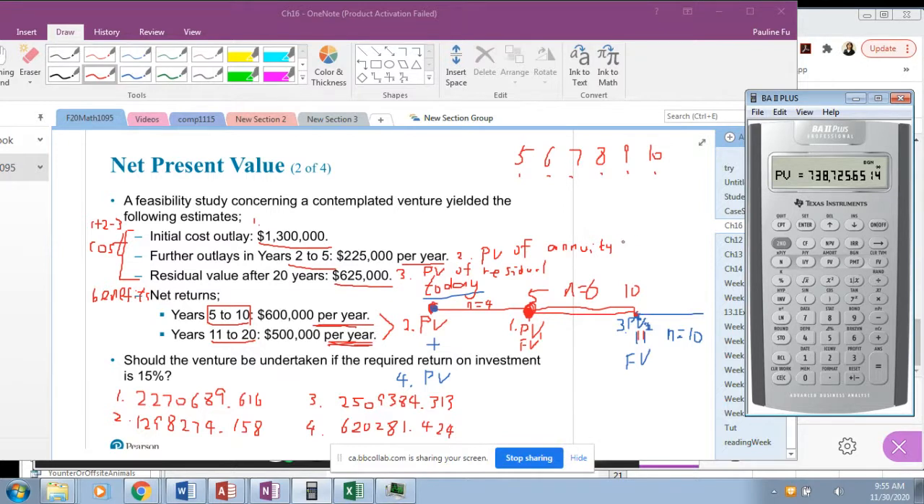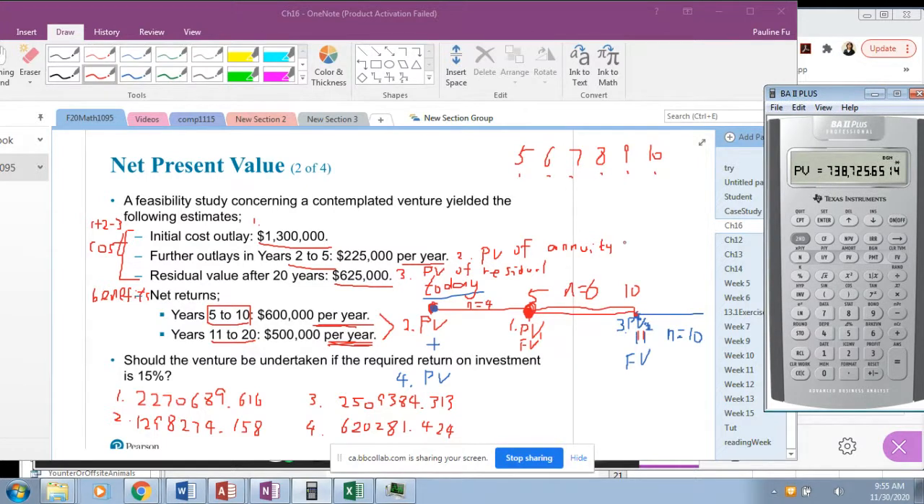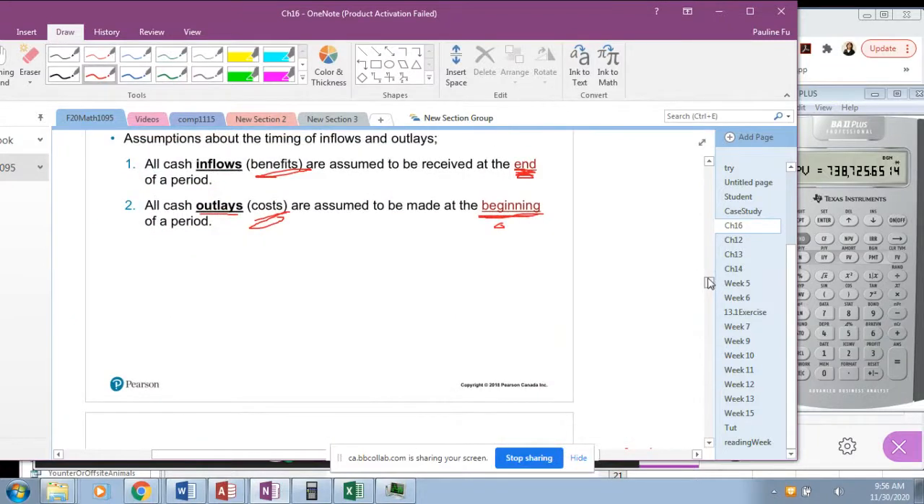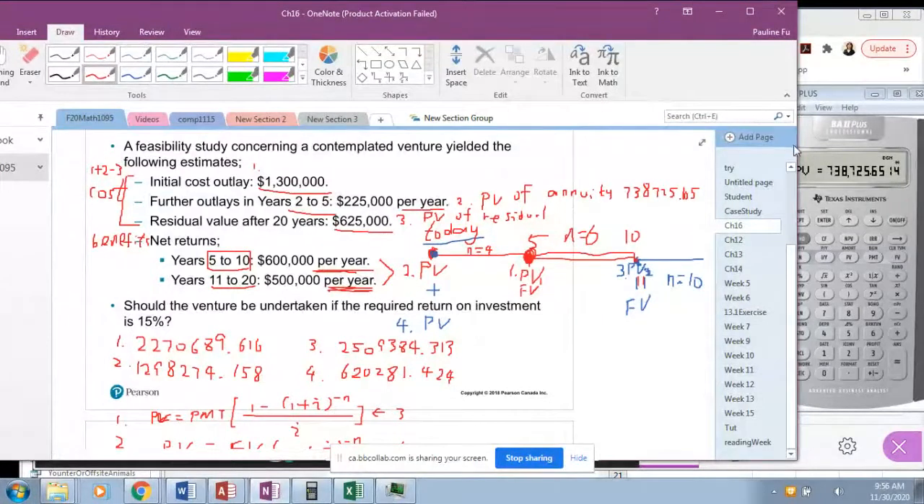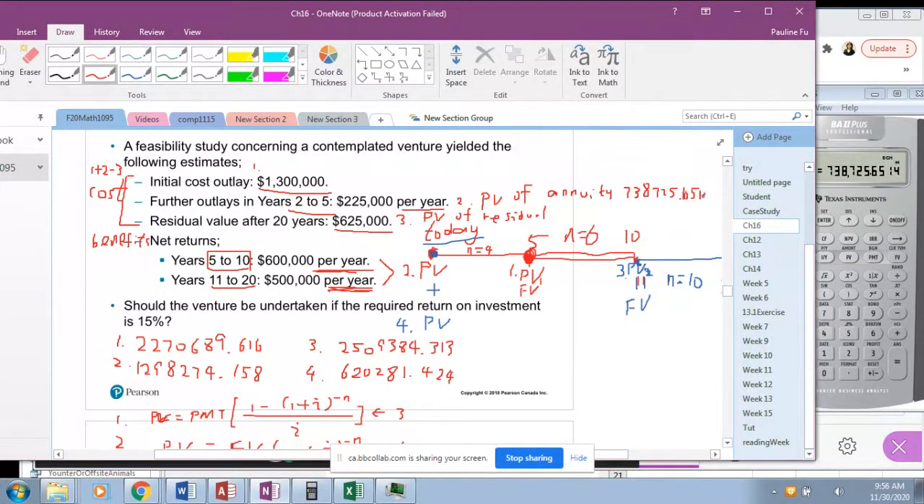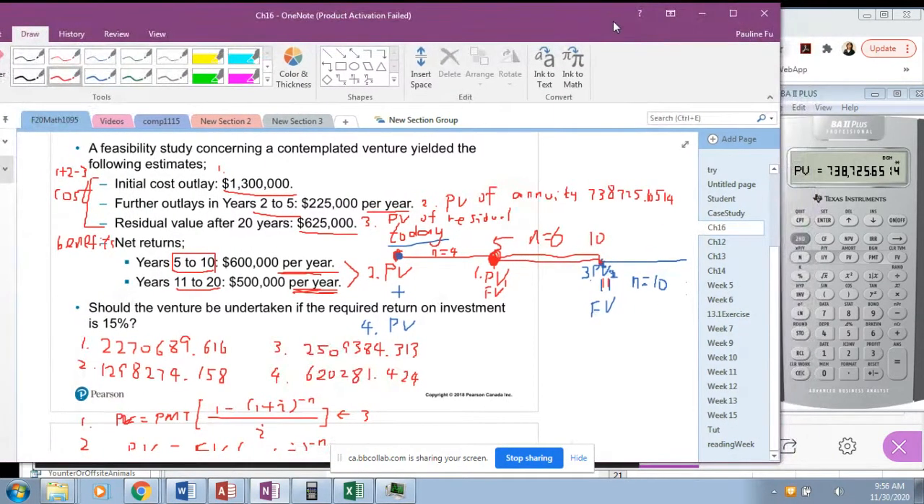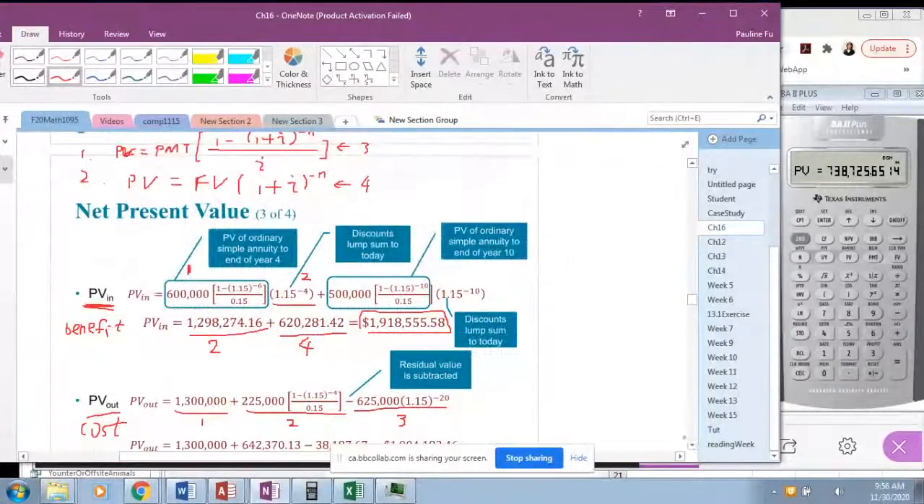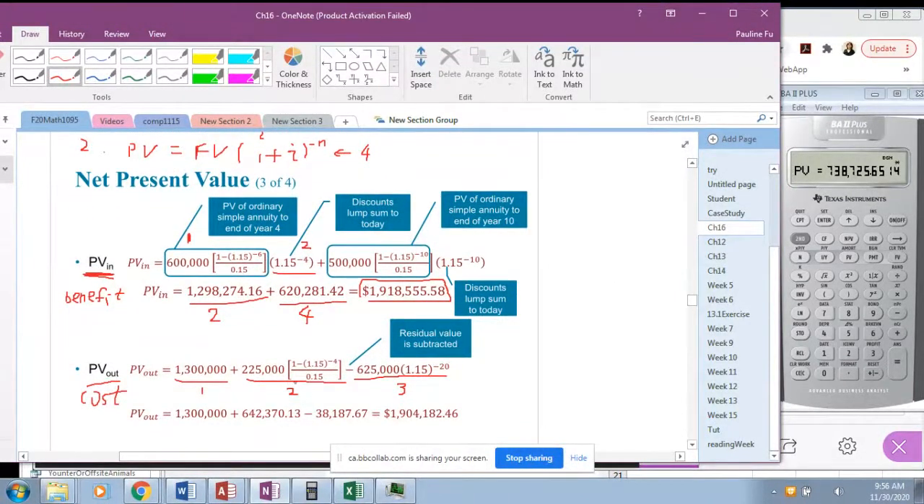I will write down my number and then I'll see. Sometimes I double check this. So 738,725.6514. This is the number I get. Now I will verify the number from the PowerPoint slide. This is the step 2 they get. So I'm going to verify this number using Excel.